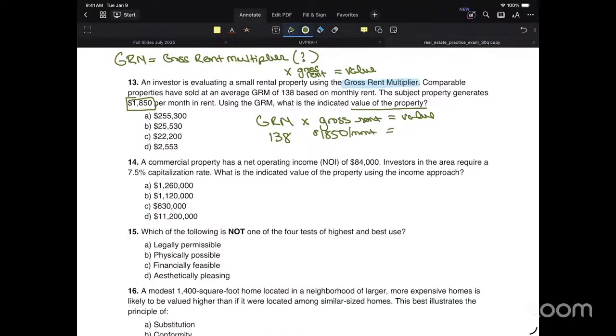So if I do a little bit of math here, 138 times 18.50, I got $255,300. Boom, and we see that matches answer A. Love it. Absolutely love it.